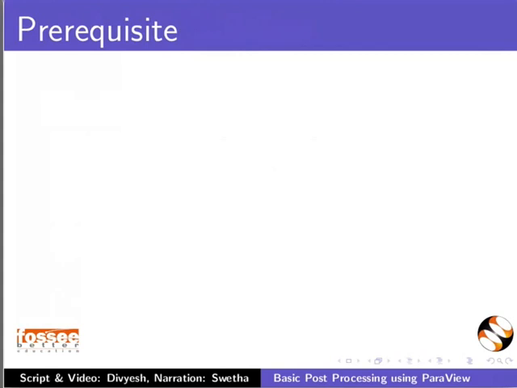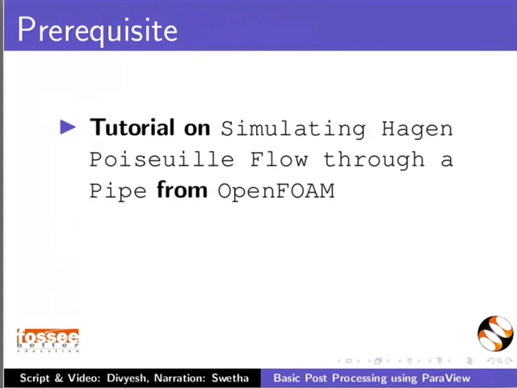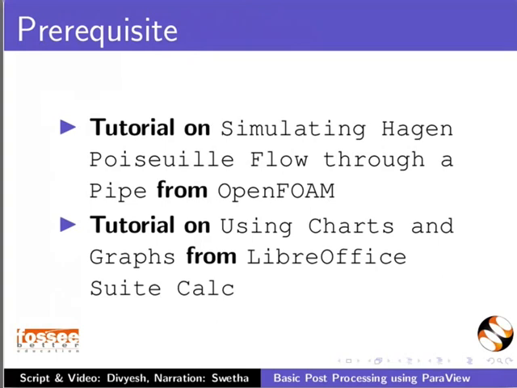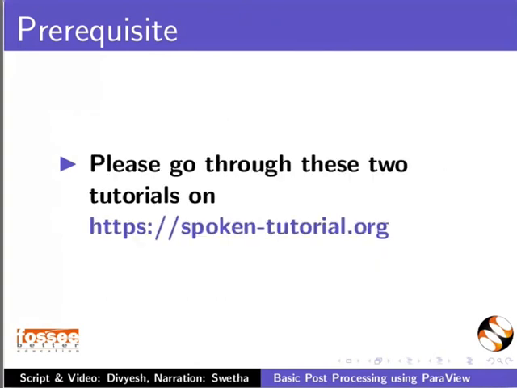As a prerequisite, learners should practice on simulating Hagen Poiseuille flow through a pipe from the OpenFOAM tutorials and tutorial on using charts and graphs from the LibreOffice Suite Calc. Please go through these two tutorials on this website.